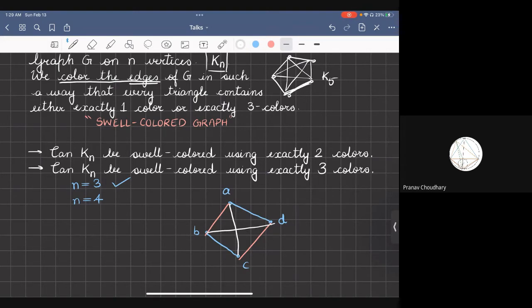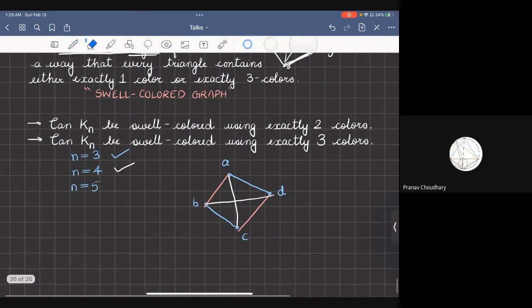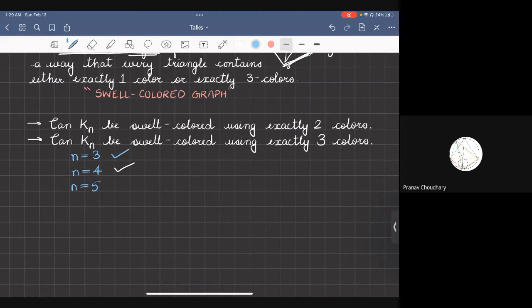So all triangles here have three colors. There are only four triangles, and we can check that all triangles have three colors. So this works. What about n equal to 5? Let's just try n equal to 5. In fact, I claim that a K5 cannot be swell colored. Can you show this?